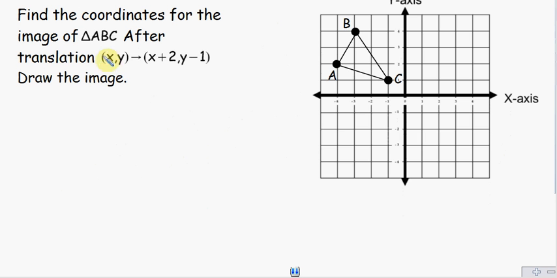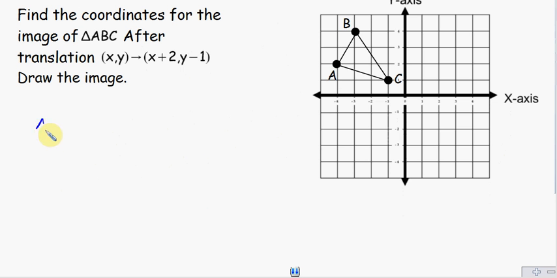Take the XY coordinates, transform them, that's what the arrow means, transform them by adding 2 to the X's and subtracting 1 from the Y's. Not too overly complicated. Okay, so this is going to be over here. This is going to be my pre-image. Now, what I want to do is actually write down all the coordinates for my pre-image. It makes it a little bit easier to work with.